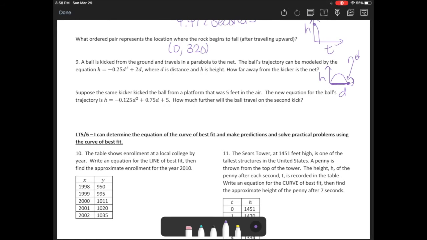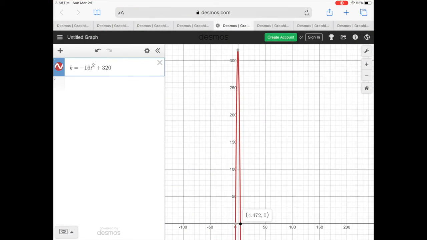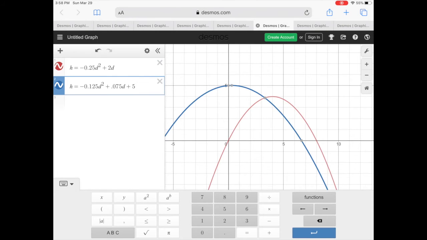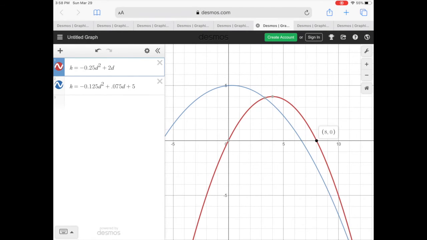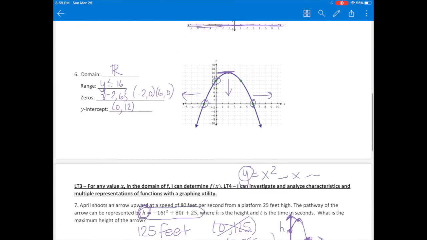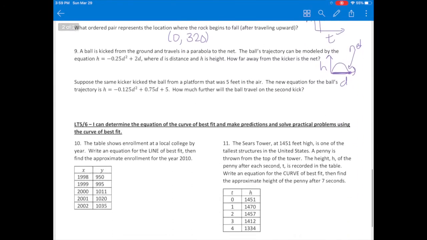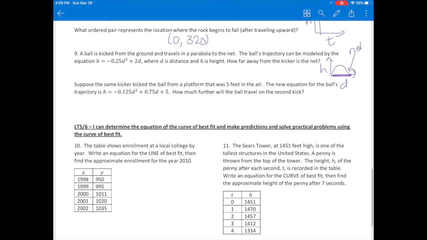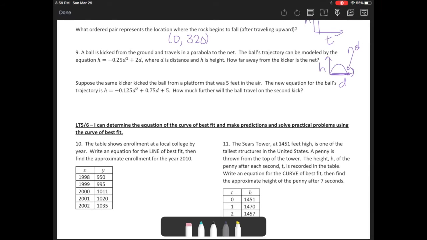So let's take a look. All right, we're looking at the red one. The red one starts at 0. That's where the person kicks the ball, goes up in the air, and it hits the net right here at 8, 0. So I'm assuming that's in feet. That would be 8 feet. It doesn't say that it's feet, but we're going to assume it.